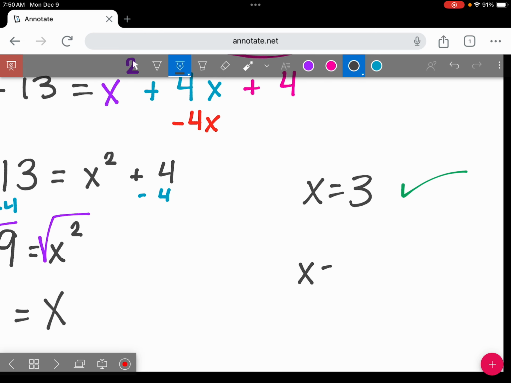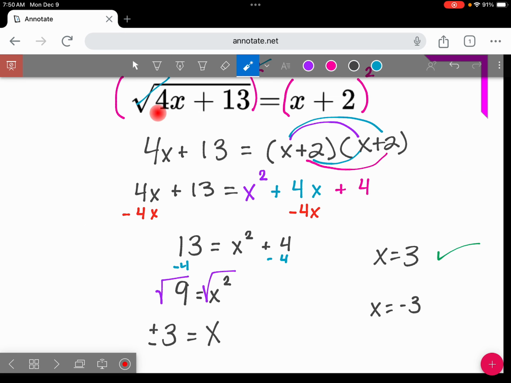If x equals negative 3, and we substituted that in, 4 times negative 3, we'd have negative 12 plus 13, so this would be the square root of 1. Negative 3 plus 2 is what? Negative 1. Does the square root of 1 equal negative 1? Because can square roots equal negative numbers? No. So this one is not a valid solution.